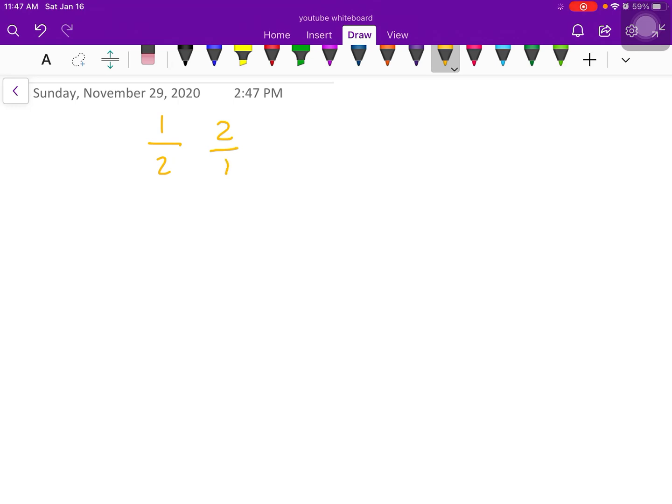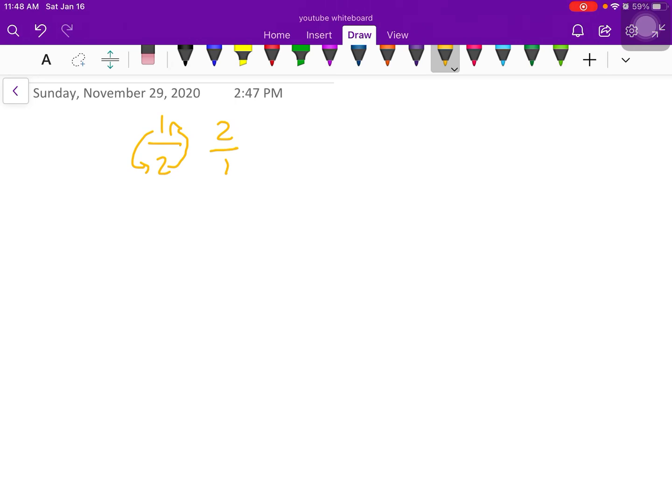So basically what I did was the denominator 2, I moved it up to the numerator, and the numerator 1, I moved it down to the denominator. So after I flip that, we get 2/1. So the reciprocal of 1/2 would be 2/1, and the reciprocal of 2/1 would be 1/2. So that's basically a reciprocal. And you might be wondering, how would that help us divide fractions? Well, it makes it easier to divide fractions.